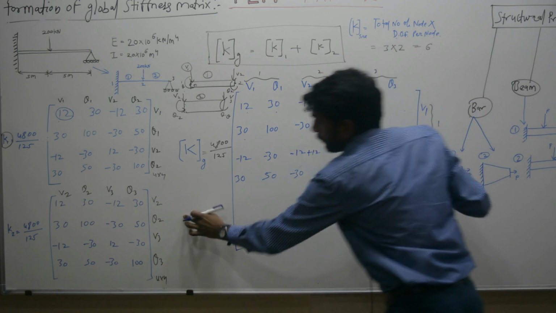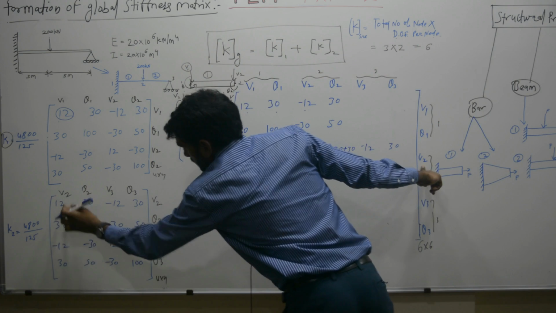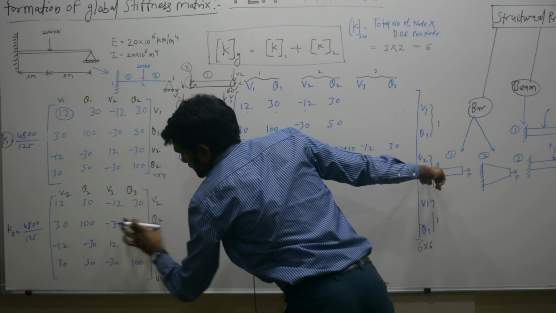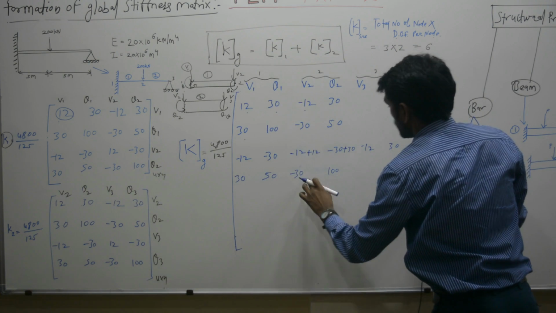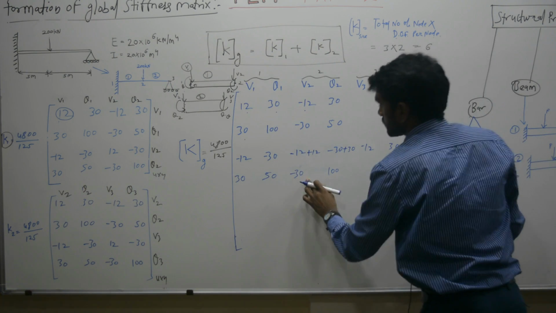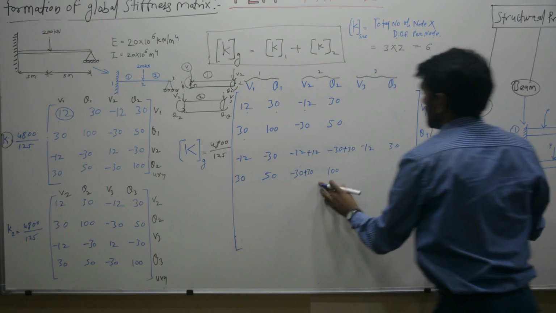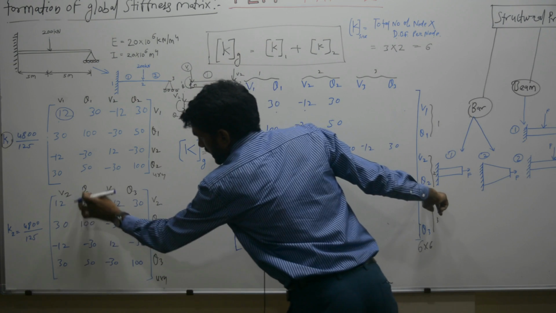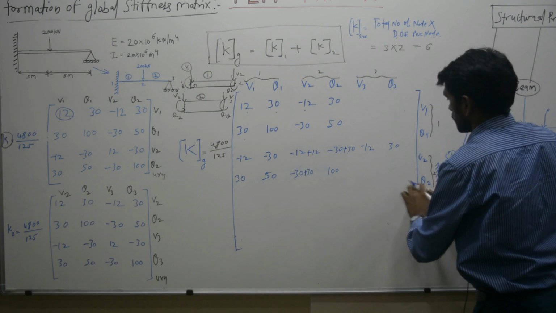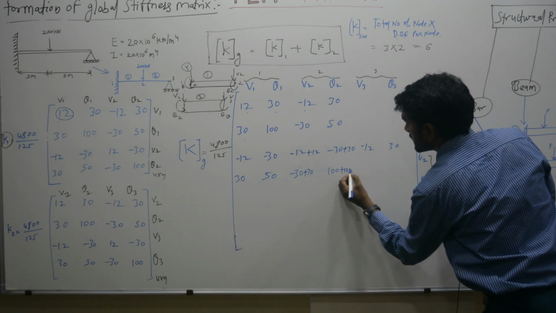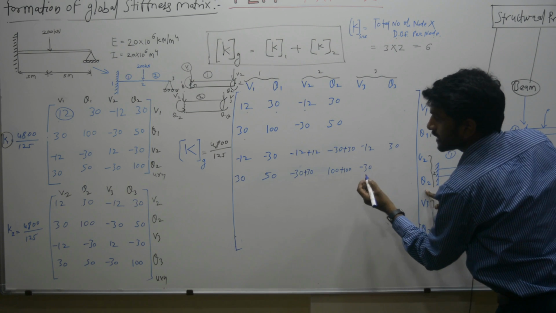Okay. For the second row, that means Q2, the first element is 30, location is row number theta 2, column number V2. So column number V2 is here, row number theta 2 is here. The value was minus 30 initially, this is plus 30. Then for the second element, column theta 2 and row theta 2, it is 100 plus 100, then the rest of the values are minus 30 and then 50.